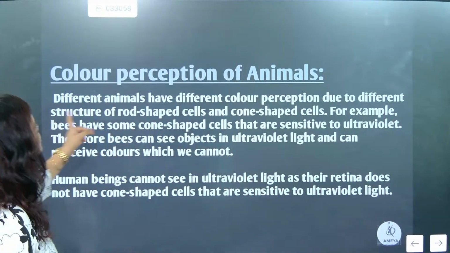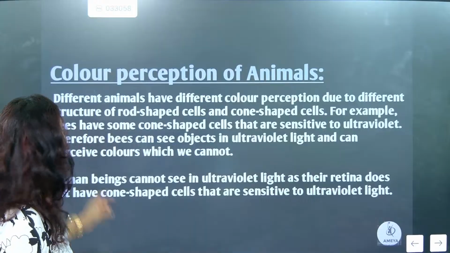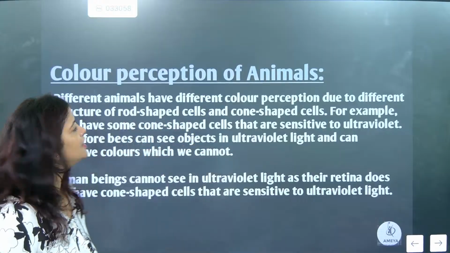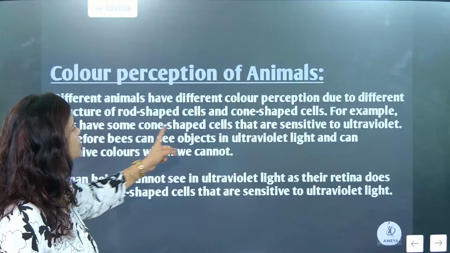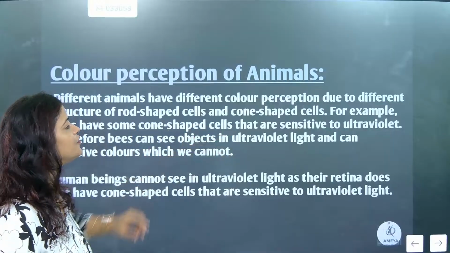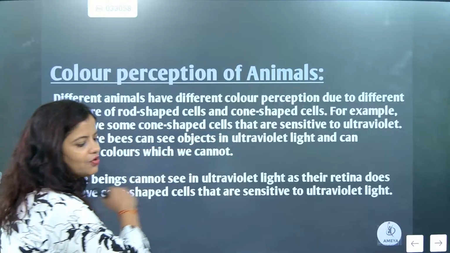Now look here, beta. Different animals have different color perception due to different structure of rod-shaped cells and cone-shaped cells. For example, bees have some cone-shaped cells that are sensitive to ultraviolet. Underline and note this.